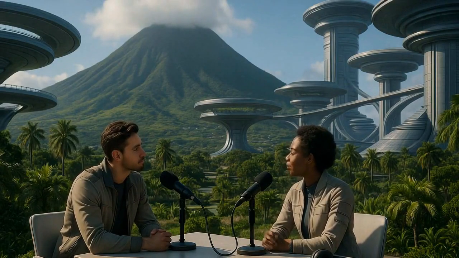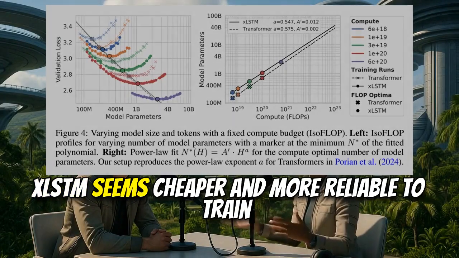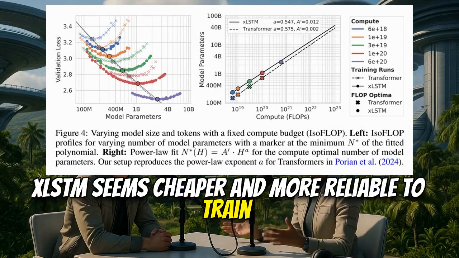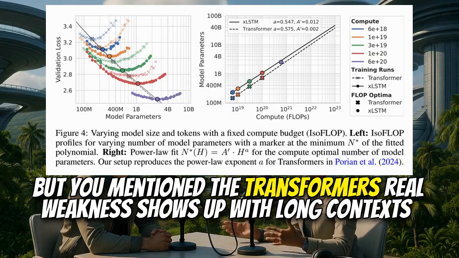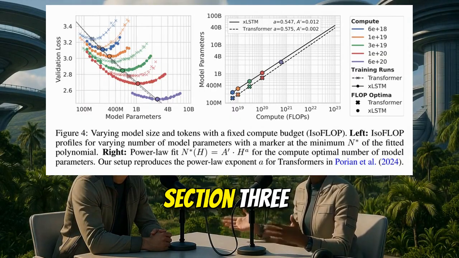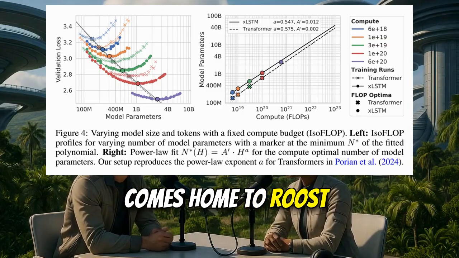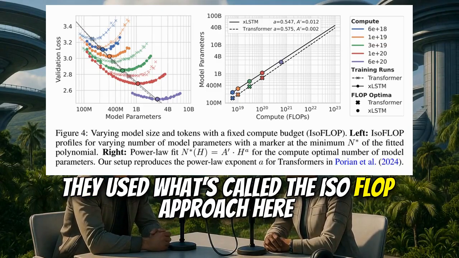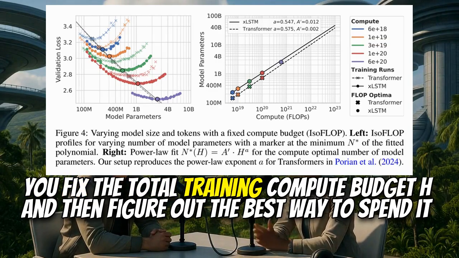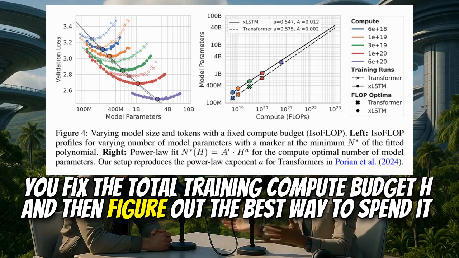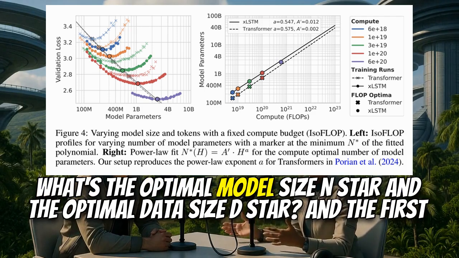Okay, so point taken. xLSTM seems cheaper and more reliable to train. But you mentioned the transformer's real weakness shows up with long contexts. Let's unpack that now. Section 3. Right. This is where that fundamental difference in complexity, linear versus quadratic, really comes home to roost. They used what's called the isoFLOP approach here. You fix the total training compute budget, C, and then figure out the best way to spend it. What's the optimal model size, N star, and the optimal data size, D star?